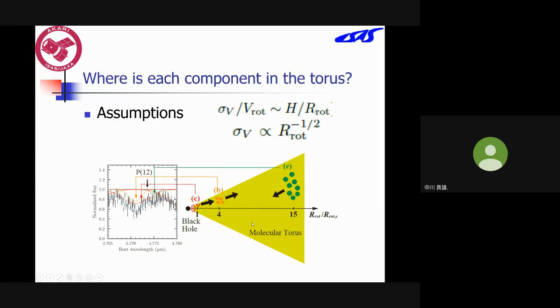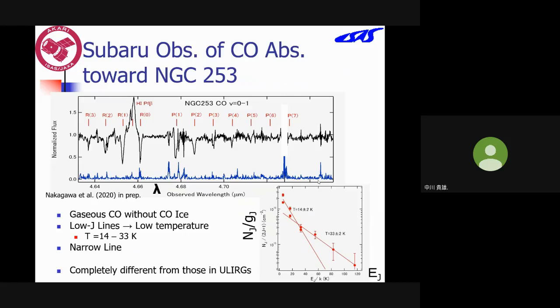So most probably this is a cartoon picture of our understanding of our observation: we are seeing the outflow component with a very high temperature, but another component which shows the inflow a little bit far away from the center. But this is completely different.